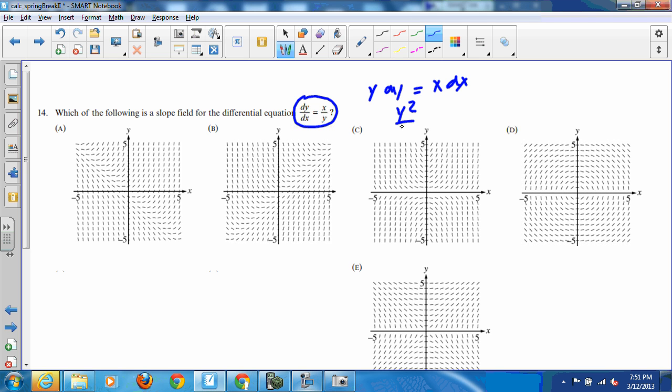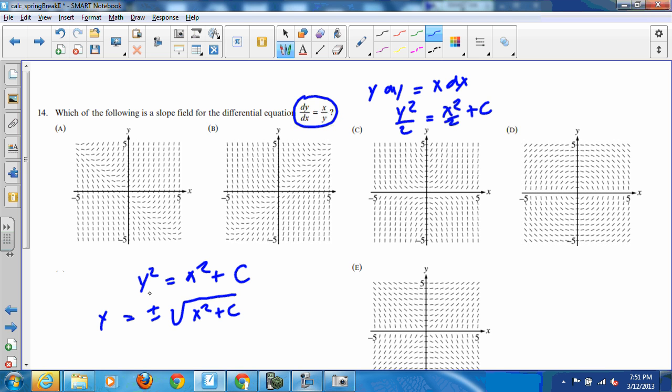So that's y squared over 2 equals x squared over 2 plus any constant, right? If you multiply this whole thing by 2, you get y squared equals x squared plus 2 times a constant, so it's still a constant. And if you take the square root, you get plus or minus the square root of x squared plus the constant. So that might be helpful to look at. Looks like this slope field creates circles, so we're probably going to eliminate that one.